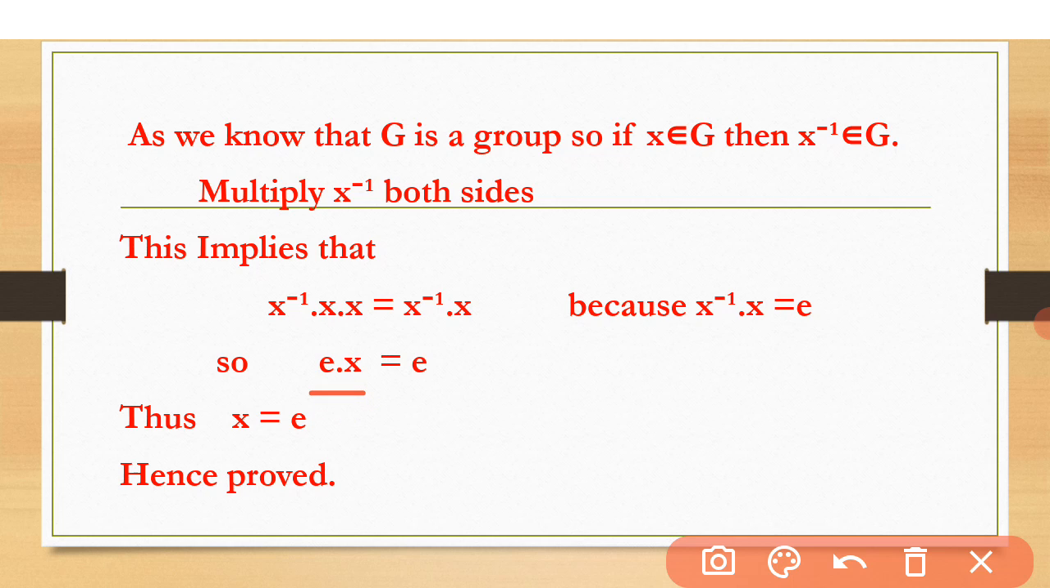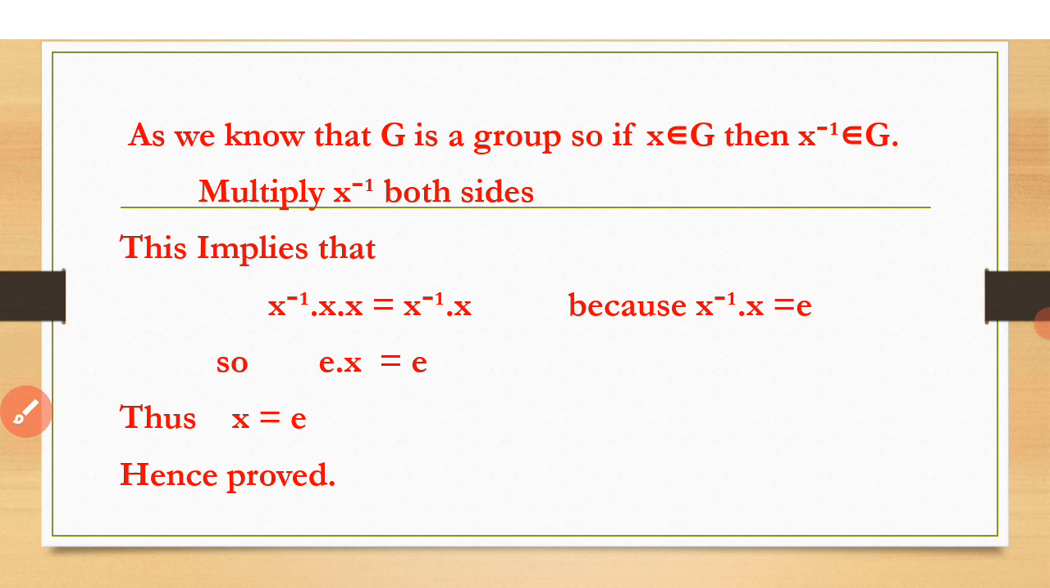And when the identity element is multiplied by any element, it gives us the same element. For example, 1 multiplied by 2 gives us 2, and 1 multiplied by 3 gives us 3. So X multiplied by identity gives us X. So X is equal to E. So the element is the identity element, hence proved.